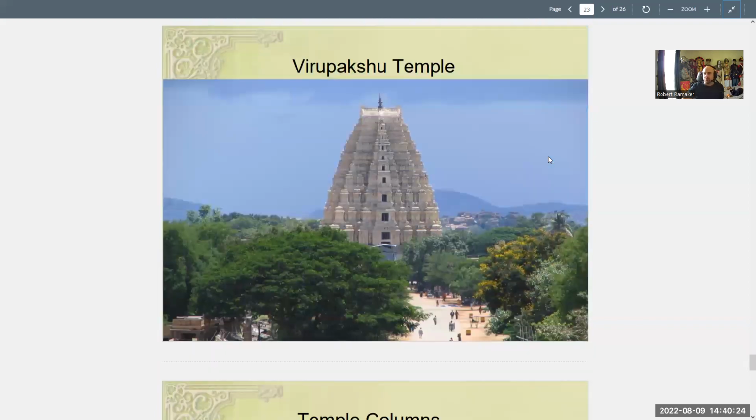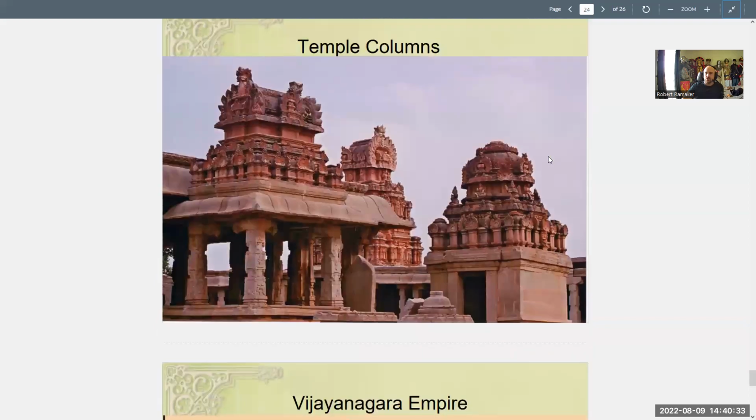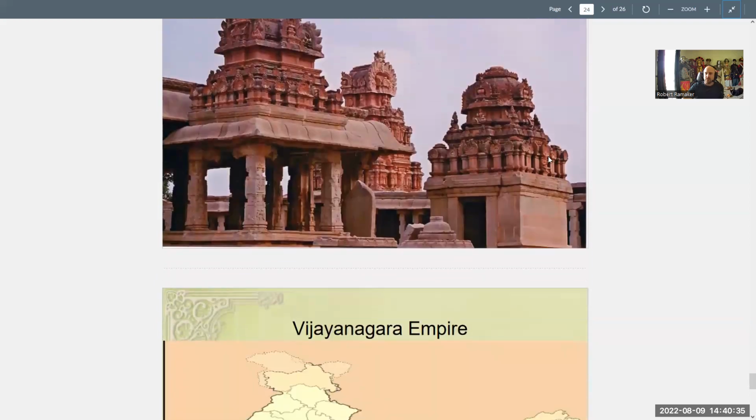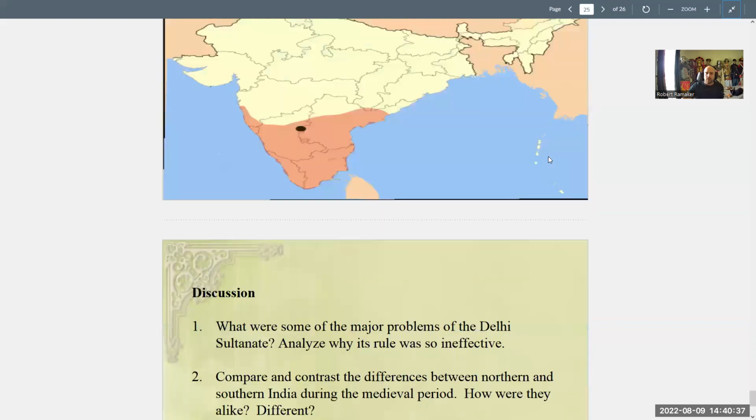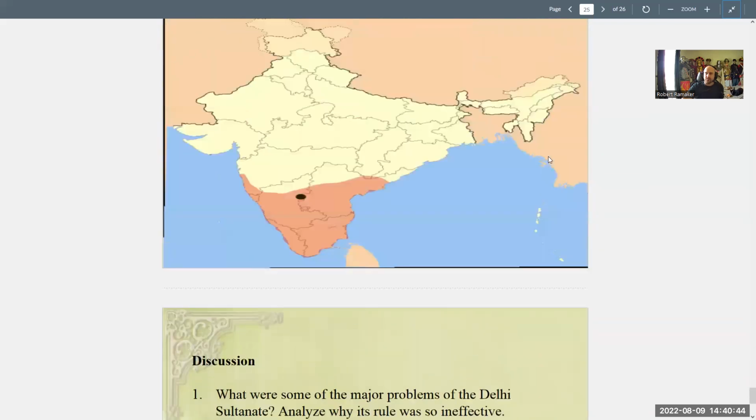Here you can see one of the larger temples. Again, the architecture, you can see the windows, you can see how it's constructed in southern India, especially what's called Dravidian architecture. And of course, temple columns that you can see here as well. All right. So this basically takes a look at the end as far as medieval India is concerned.